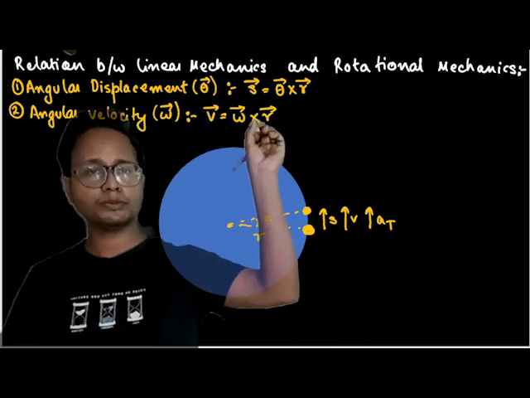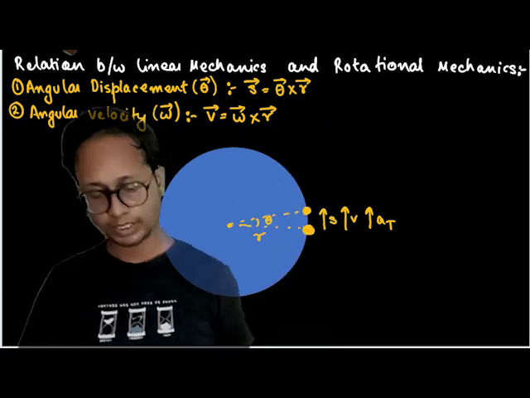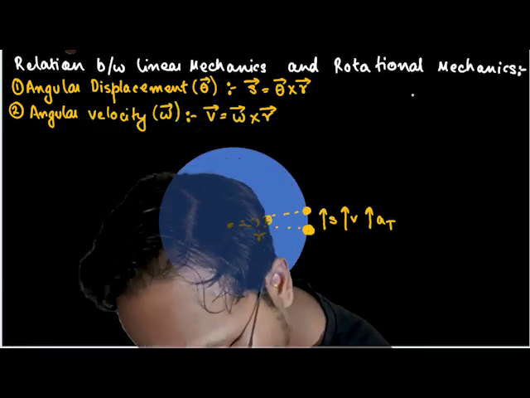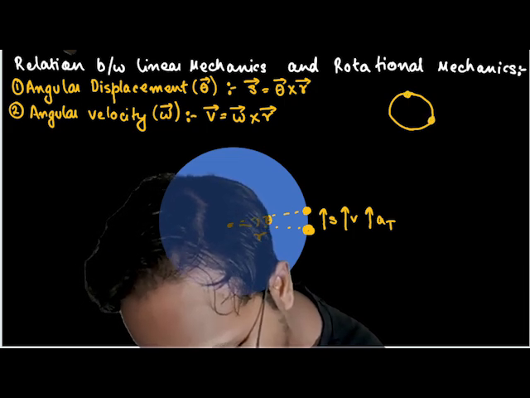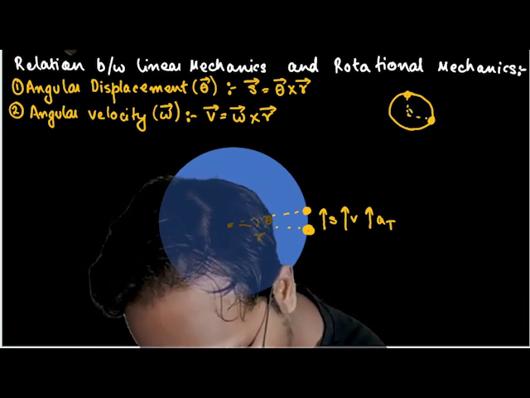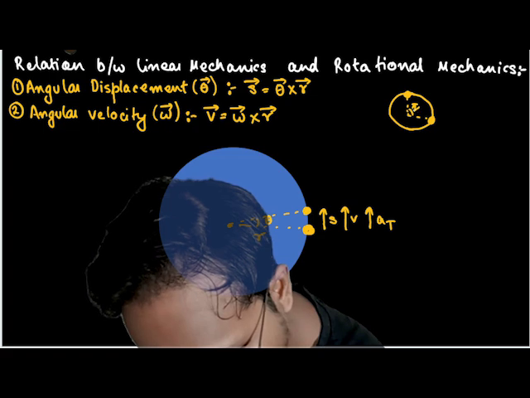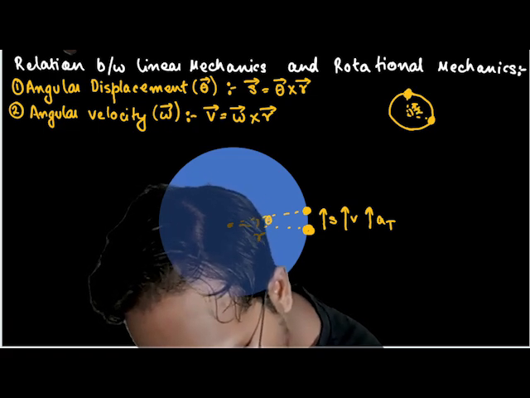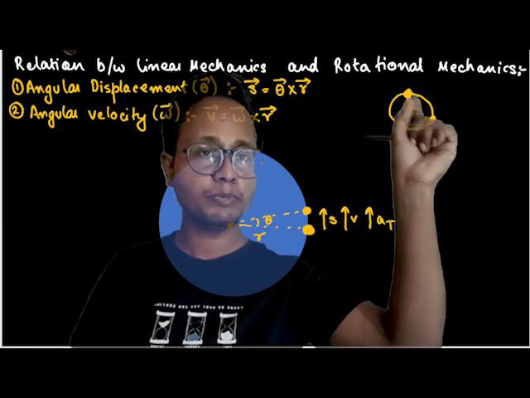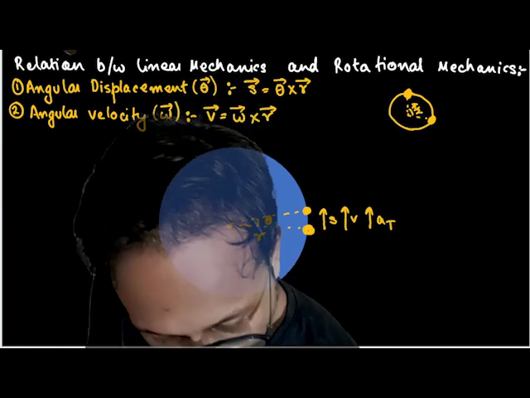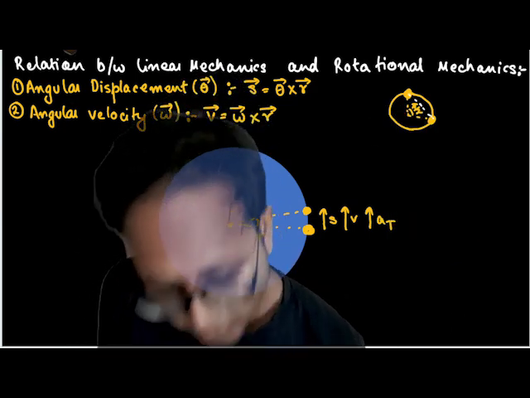One more thing you need to note here: the displacement is theta cross r. Suppose a large displacement occurs, from the initial position to the final position, with theta equal to 90 degrees, which means pi by 2. You might have a confusion that displacement is the straight line connecting this point and this point. No, this would be the displacement vector, so it should be theta cross r.